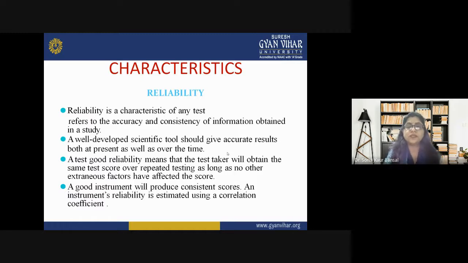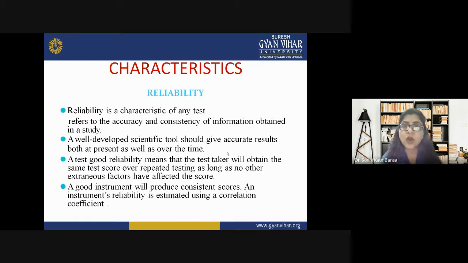Then next we are going to discuss the next characteristic, that a test with good reliability means that the test taker will obtain the same test score over repeated testing. However many times you repeat it, it will give you the same results. So no extraneous factors have affected the scores. Now, extraneous factors may be the environment, the time, the mood, or the instruction pattern. There can be many extraneous factors which may affect the reliability of the test.